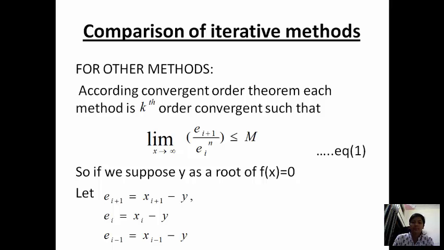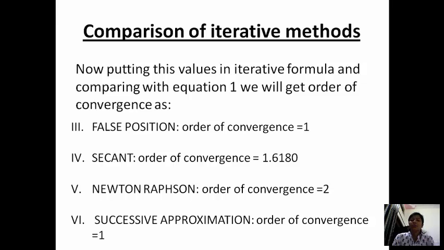So if we suppose that y is a root of fx, then e of i plus 1 is equal to xi plus 1 minus y, ei is equals to xi minus y, and ei minus 1 is equals to xi minus 1 minus y. So if we put the value in iterative formula and compare this equation, we'll get the order of convergence of false position would be 1.